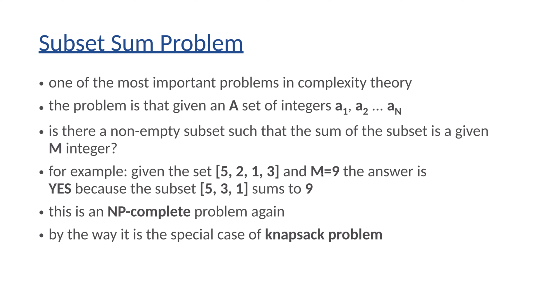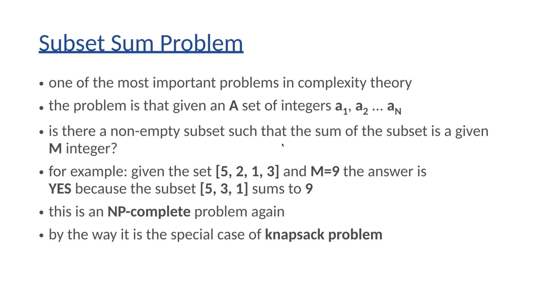So for example here, if M is equal to 9 and we have the values 5, 2, 1 and 3, if we have already considered for example 3 and we are looking for 9 as the sum, of course we have to decrement M by 3 because in the next iteration we are going to solve the subproblem.